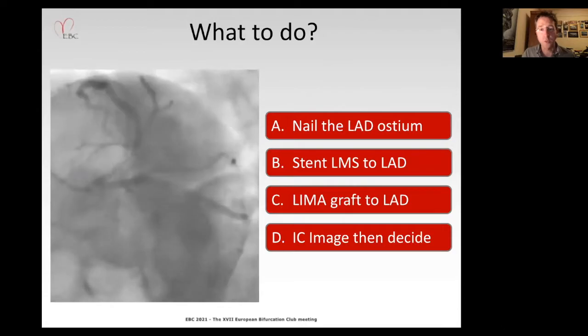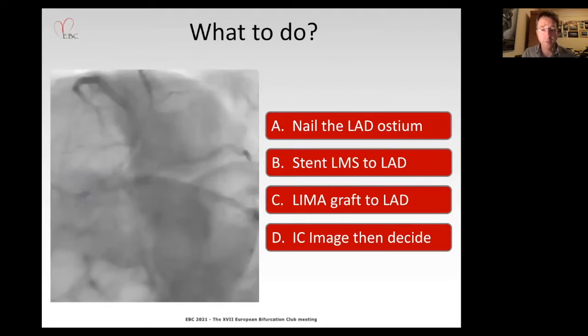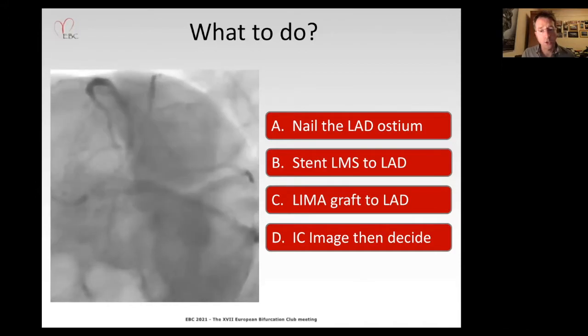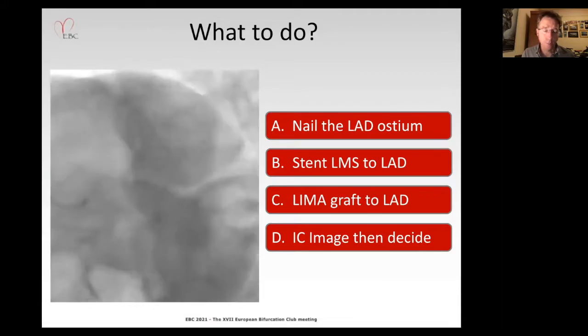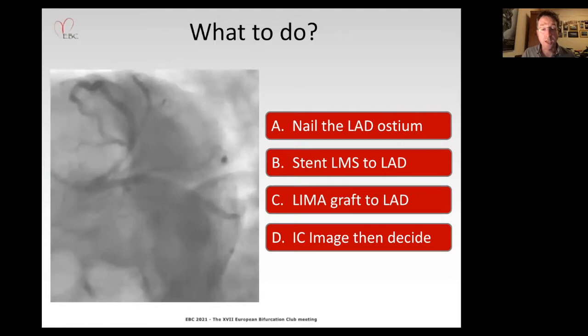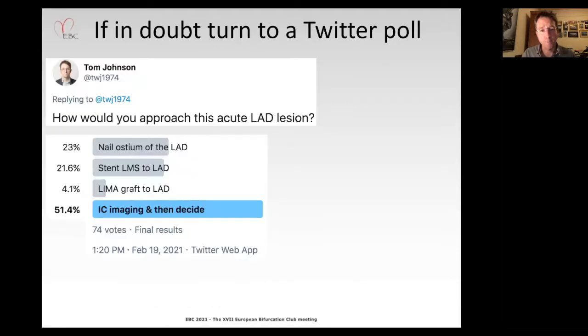This then leads to a question of whether you would nail the ostium, stent left main to LAD, consider a LIMA graft, or image to then decide. And this was a poll that I placed on Twitter prior to presenting this case last year at an Indian symposium. In fact, half of those respondents suggested imaging first, perhaps partly led by the fact that I was asking the question.